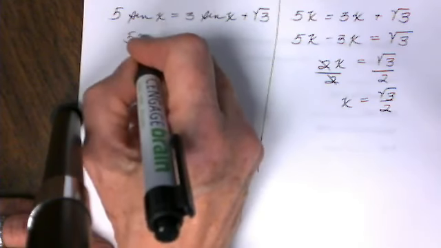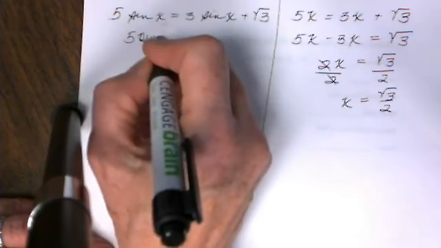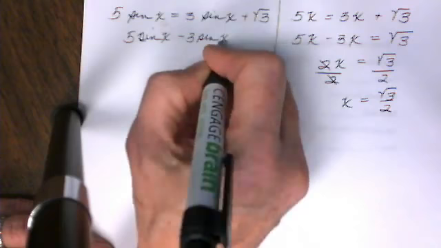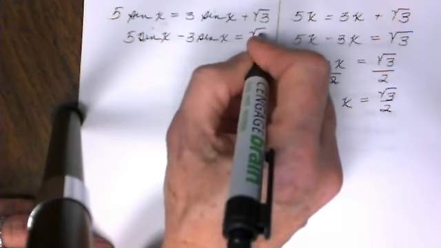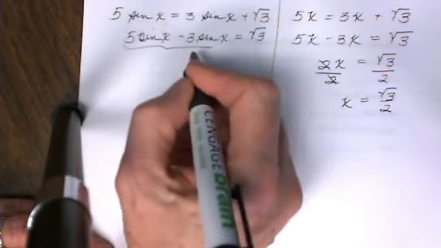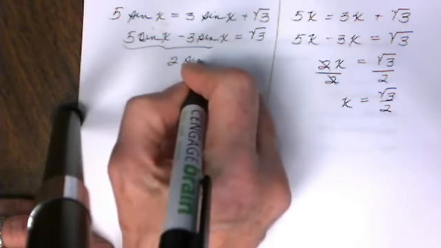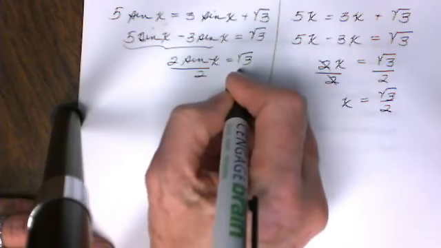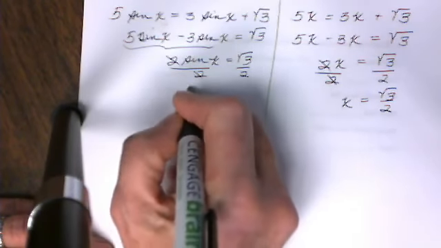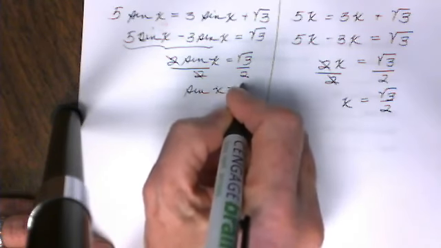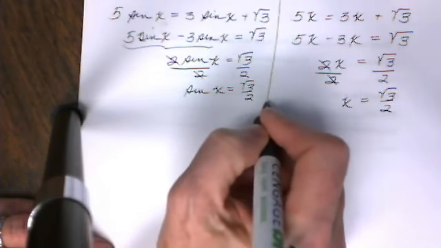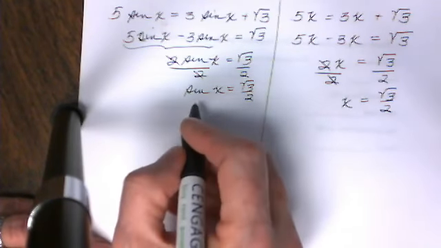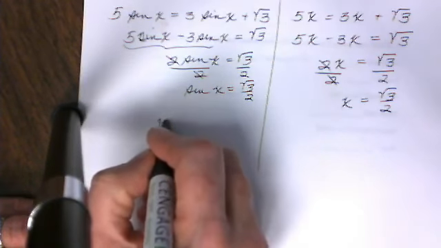I, like in algebra class, am going to collect, this time, my sines on the same side of the equation by subtracting 3 sine x from both sides of my equation. I'm going to combine the sines, and I get 2 sine x is equal to the square root of 3. I'm going to divide both sides of my equation by 2, and I get sine x is equal to the square root of 3 over 2. Similar to the algebra, yet a little bit different, because we haven't solved for sine. We haven't solved for x.